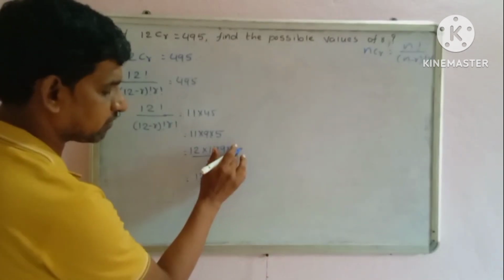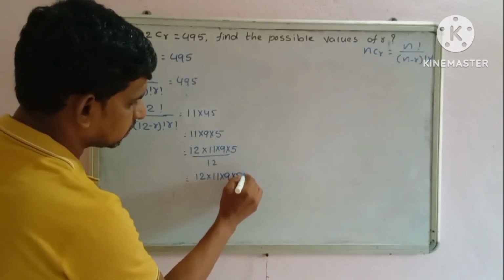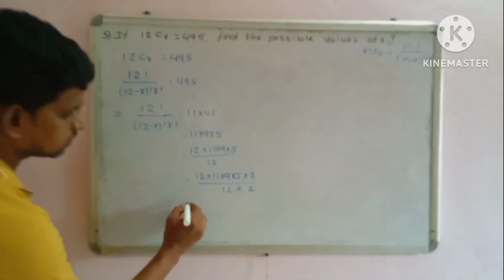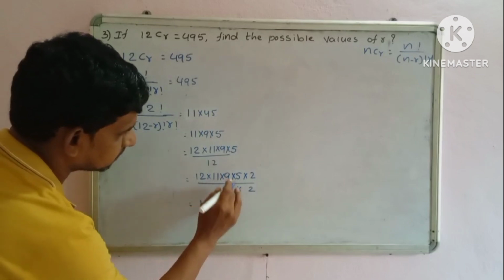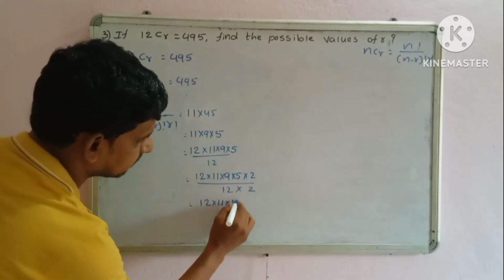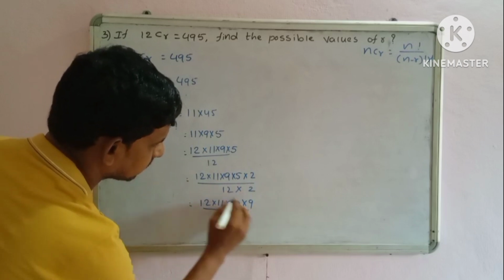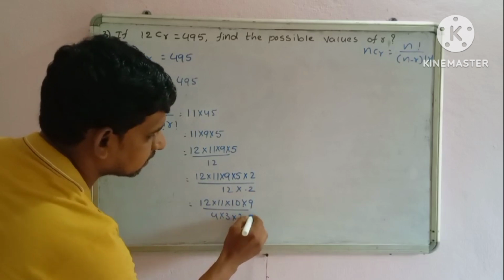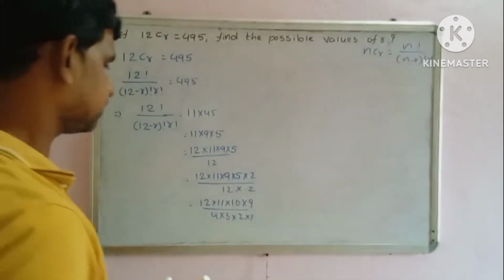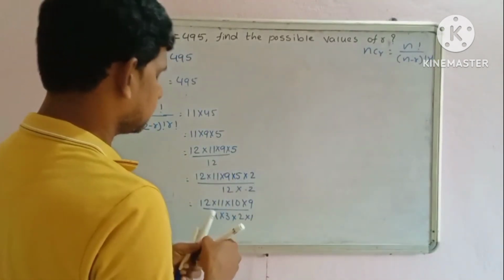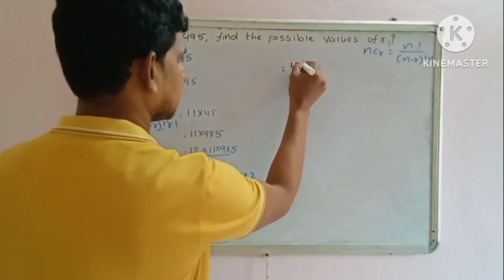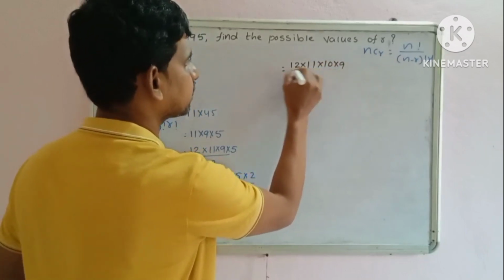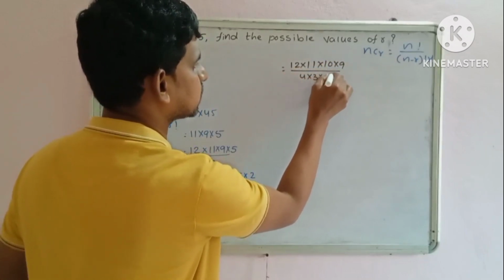So 10 is missing here. 5 is there, so multiply numerator and denominator by 2. So now 12 times 11 times 5 times 2, that is 10, into 9 by 12, which can be written as 4 times 3 times 2 times 1. Any number into 1 is the same number. So now 12 times 11 times 10 times 9 by 4 times 3 times 2 times 1.